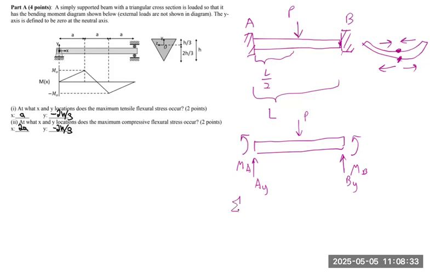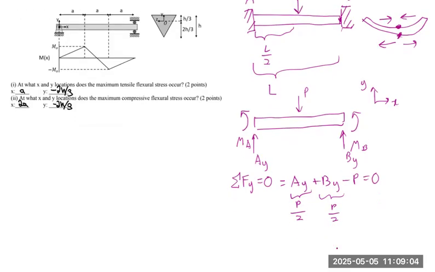So from our equilibrium equations, we can see that the sum of Fy is equal to 0, which is AY plus BY minus P equal to 0. And we here define the x-axis as positive pointing to the right and y-axis as positive pointing upwards. So from symmetry, we can see that AY is equal to P over 2, and BY is equal to P over 2.